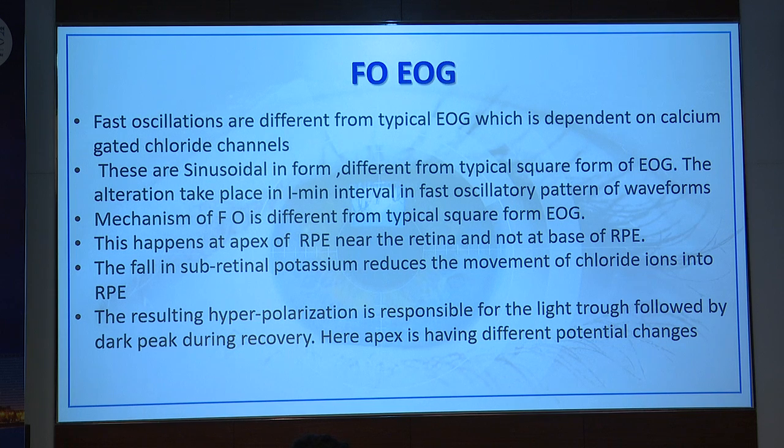Fast oscillation EOG is different from the typical EOG because that was a square form. This is sinusoidal, and the mechanism of FO is different from the typical square form of EOG. This happens actually at the apex of RPE, near the retina, and not at the base. So fall in subretinal potassium reduces the movement of chloride, and this results in hyperpolarization. In this, there is a trough in the light phase and a peak in the dark phase. Usually in slow oscillation EOG, normally there is a peak in the light phase and a trough in the dark phase. Here it is reversed.